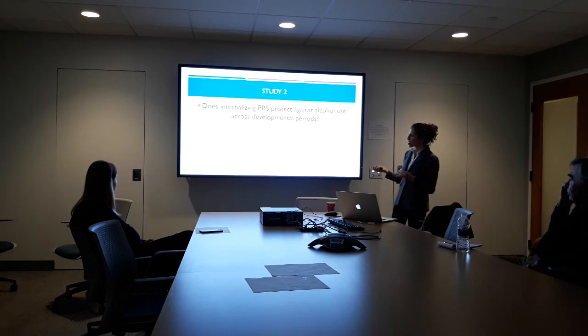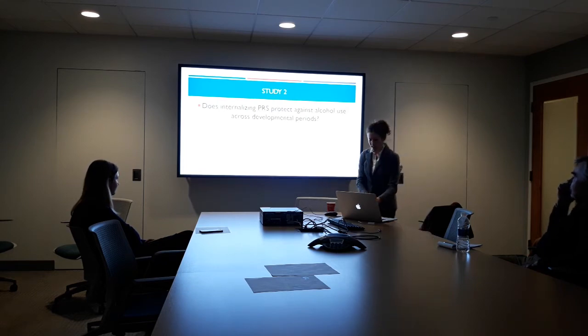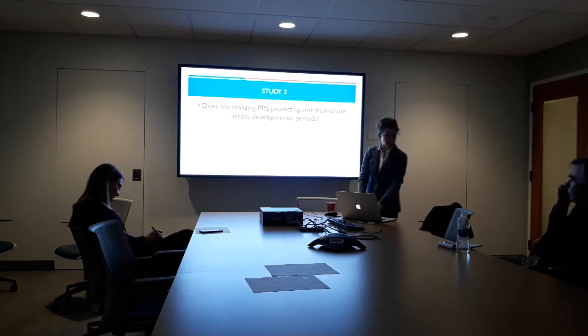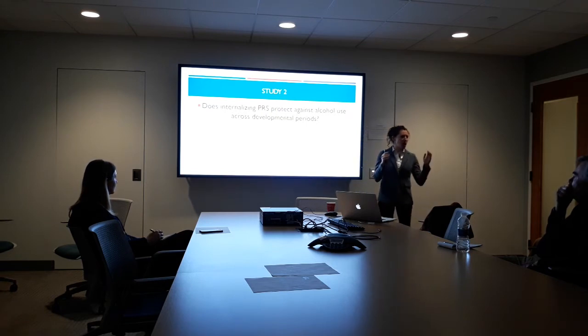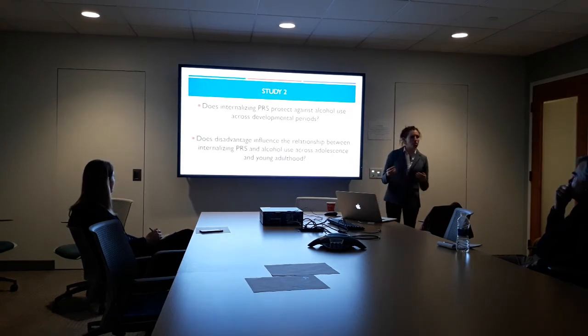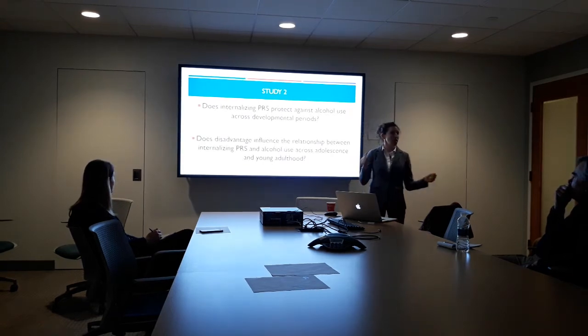And so the second question we sought to address is, we saw this trend level negative association between this internalizing polygenic risk score and alcohol use disorder at age 20. Are we going to see those same results when we're considering alcohol use from adolescence to young adulthood? And what role does community disadvantage play in the relationships we might see?